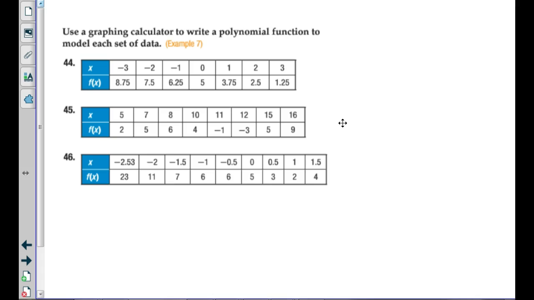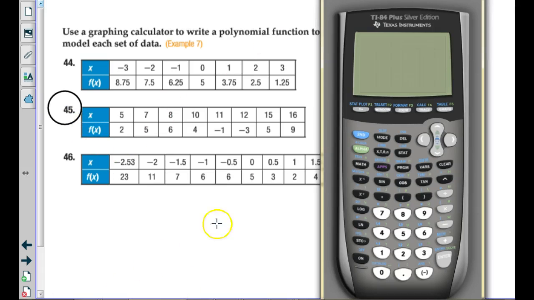Guys, but to be able to do the rest of the questions, you also have to know how to use the table and to turn the scatter plot back off so that you can use your other graphing function. So everybody needs a graphing calculator. We're doing problem number 45 off the homework. We're going to quickly type all of this data in.